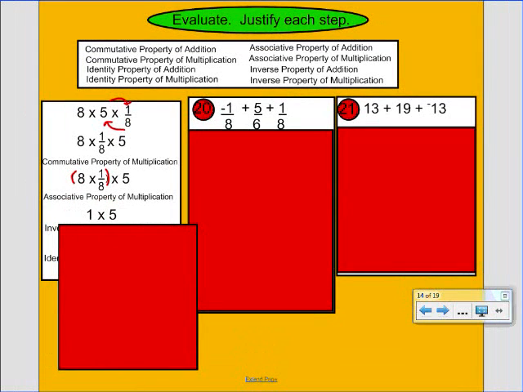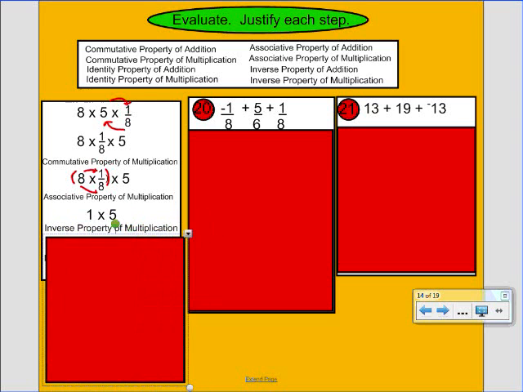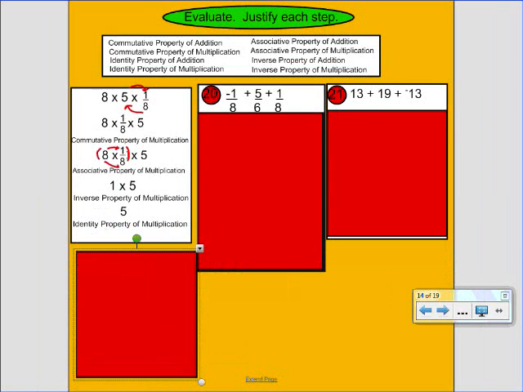Then I take the 8 times 1/8, and because these two are the inverse of each other, we are using the inverse property. They would equal 1, and 1 times 5 is 5. And then multiplying anything times 1 is the identity property, so that would give us 5. So we've taken a difficult problem and switched around our numbers using our properties to make it simpler.